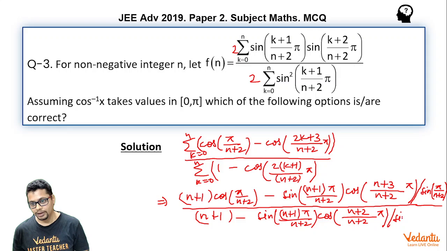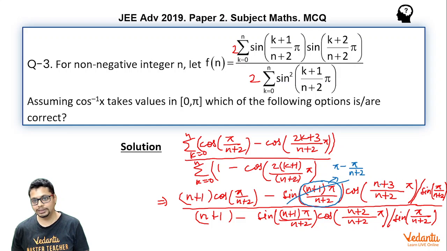Divide by sine of common difference between the angles by 2. Here if you see carefully, n plus 1 pi by n plus 2, you may see this as pi minus pi by n plus 2. Check it out. You can write n plus 1 as n plus 2 minus 1. So essentially it becomes pi minus pi by n plus 2. And sine of pi minus theta is sine theta only. This is exactly sine theta if I see pi by n plus 2 as theta.